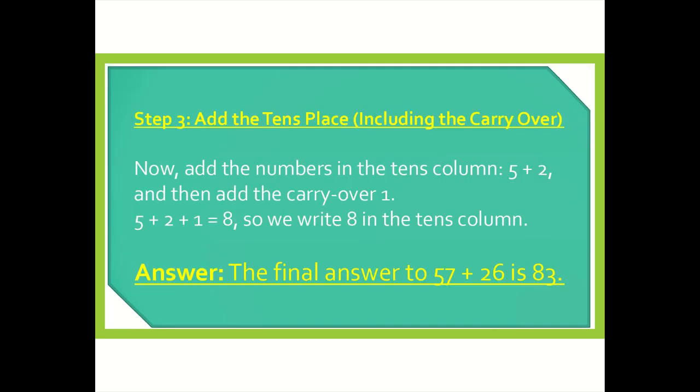Step 3. Add the tens place, including the carryover. Now, add the numbers in the tens column, 5 plus 2, and then add the carryover 1. 5 plus 2 plus 1 equals 8, so we write 8 in the tens column. Answer. The final answer to 57 plus 26 is 83.